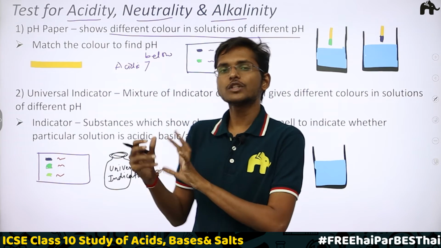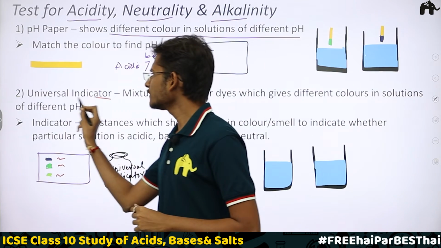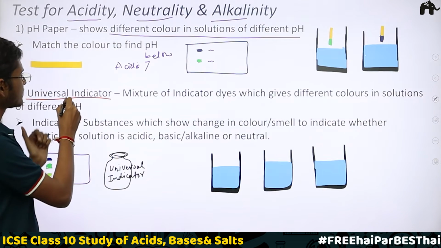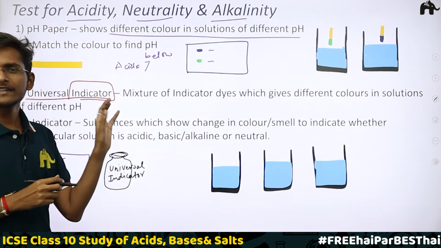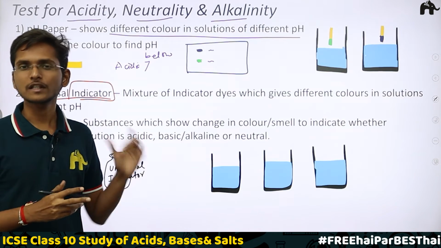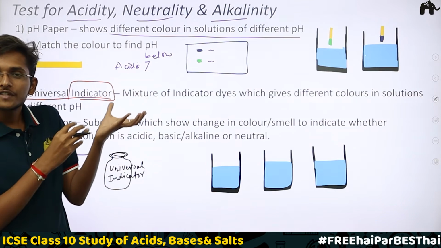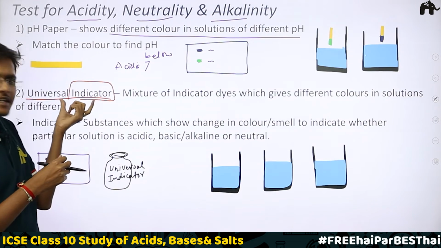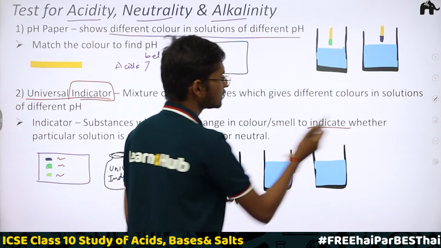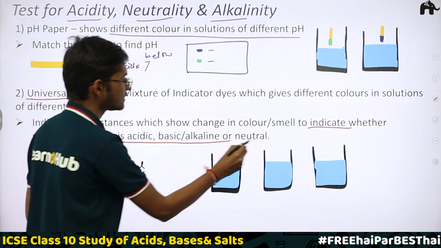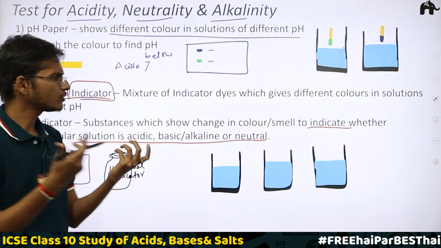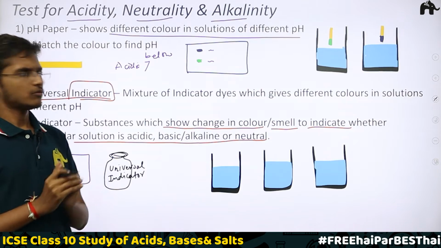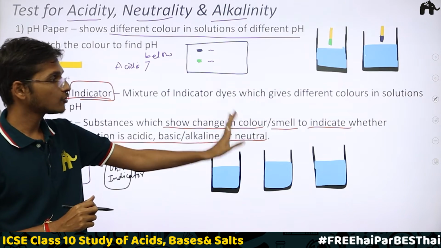The second way to know the pH of a solution is to use universal indicator. It is a solution. What actually is this universal indicator? First let's understand the meaning of the word indicator. You can figure out from the word itself that it is indicating something. Here we want to test whether a particular solution is acidic, basic, or neutral. So indicators are substances which indicate whether the solution is acidic, basic, or neutral. They indicate simply by showing a change in their color or a change in their smell. Let the smell part go for now, because we are going to learn it at the last.